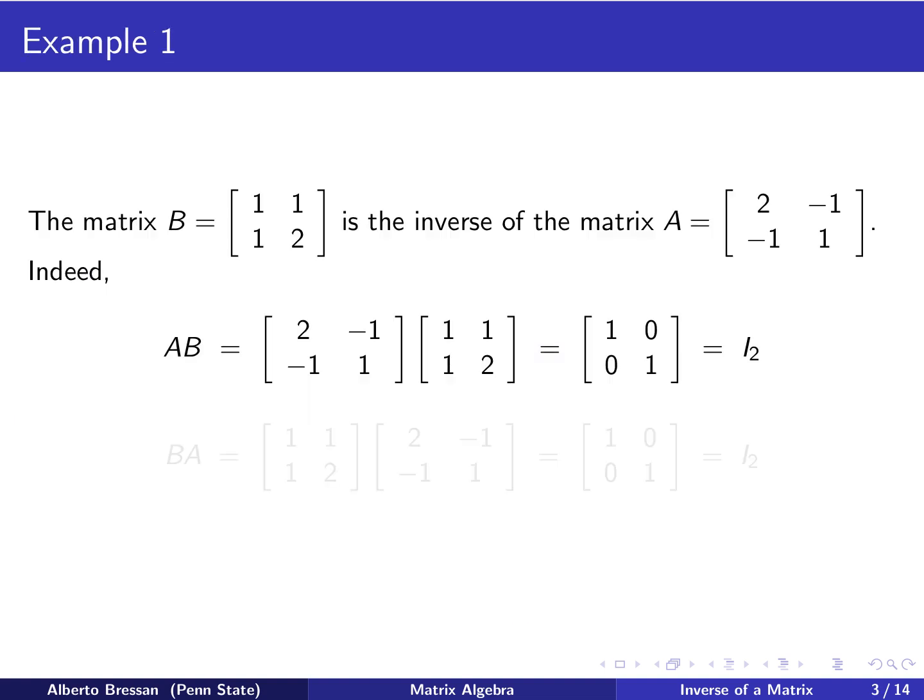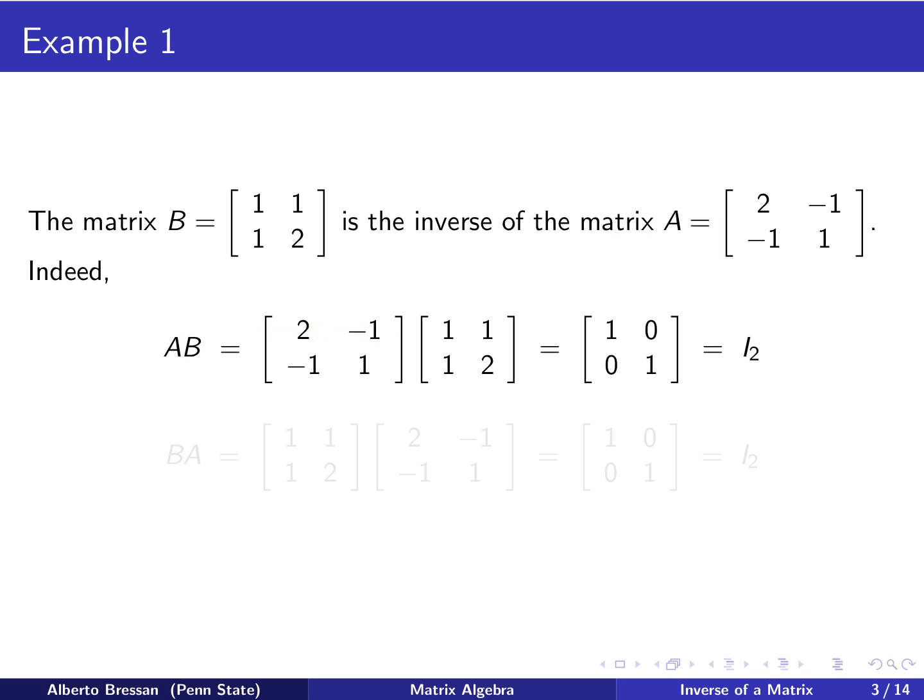Okay, let's take some example. Let's look at two matrices. B is given like that, it's a 2 by 2. And then we have a matrix A, which is given by this, it's also 2 by 2. We claim that B is the inverse of A. And we can verify it by checking it directly with the definition. So we need to compute A times B, the product, which is this A matrix here times this B matrix here. And then we just carry out the multiplication.